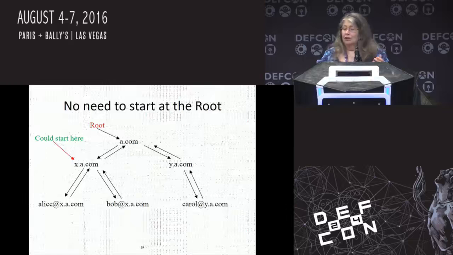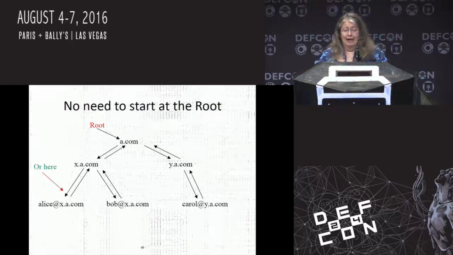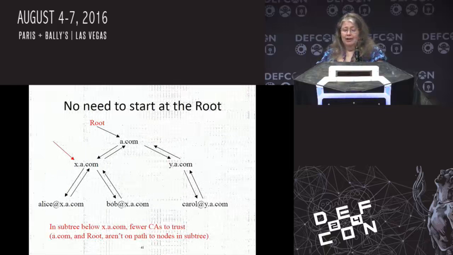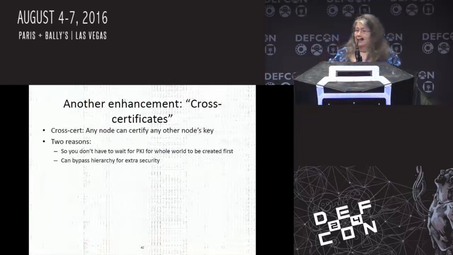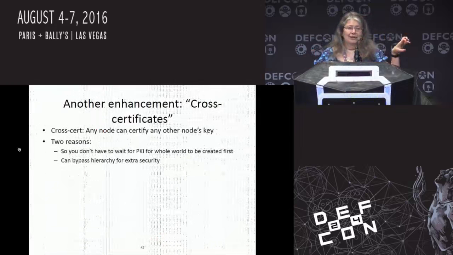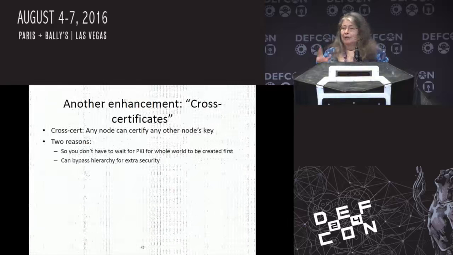So that means that you don't have to be configured at the root. You can be configured with any key and be able to navigate anywhere you want. You could start there, or you could start even with your own key. But then if you start at x.A.com, when you're looking for names in that little subtree, there are fewer CAs to trust. It doesn't matter if the root is completely compromised, because you're not going to go through the root in order to get to guys near you in the namespace. But another enhancement is cross certificates, where any node in the namespace can certify any other key. And we are going to need it for two reasons that I'll show you on pictures.